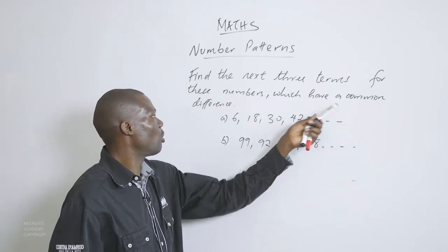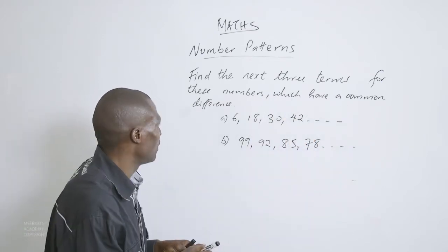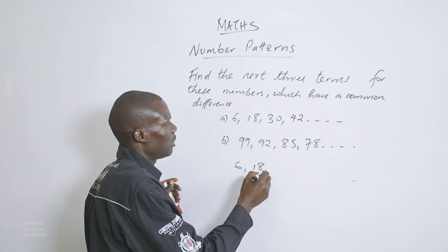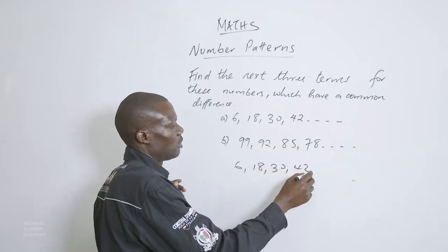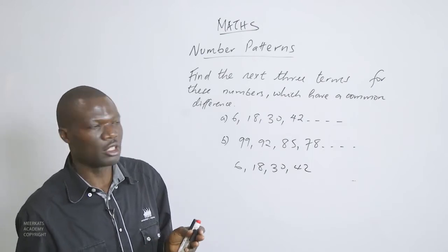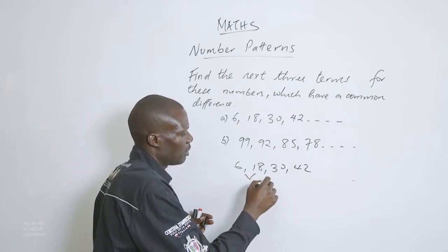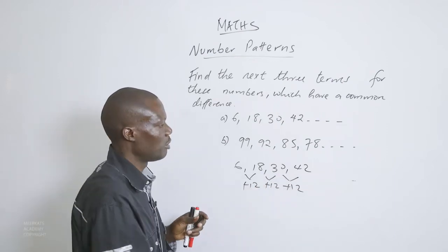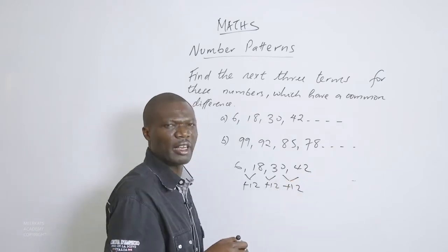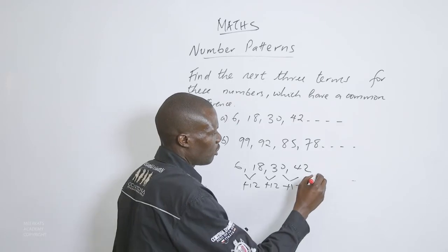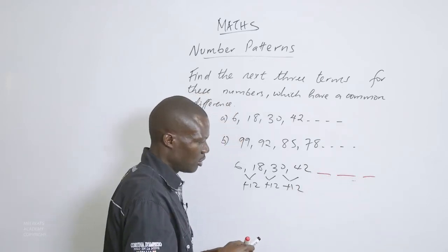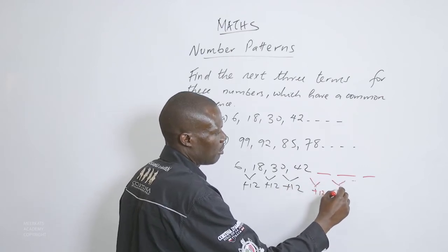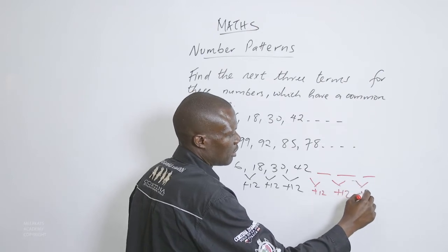Because it's about the common difference, let us study the first part and see what is the common difference between 6, 18, 30, and 42. You realize that the difference between the two terms we have is 12. So they are adding 12. We want to get the next three terms, so it means that we must add plus 12 here, plus 12 here, plus 12 here.